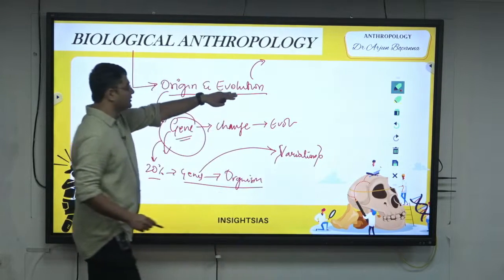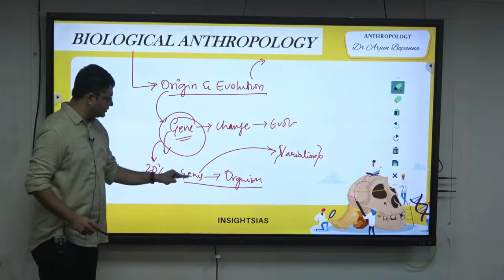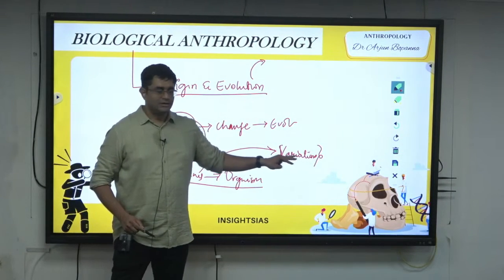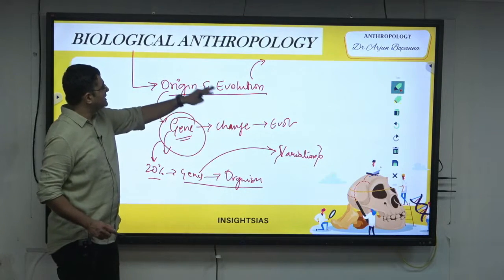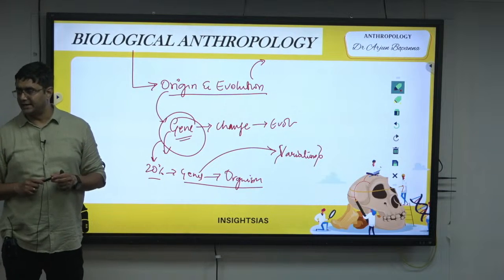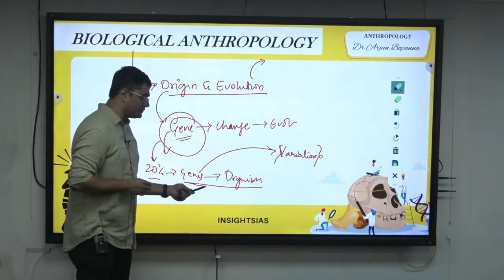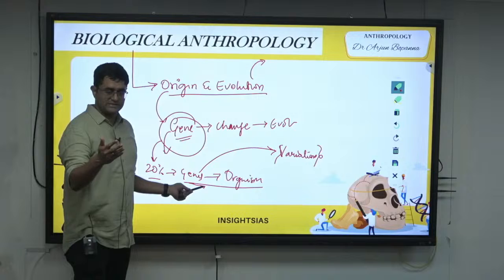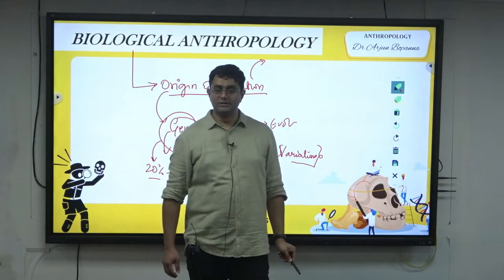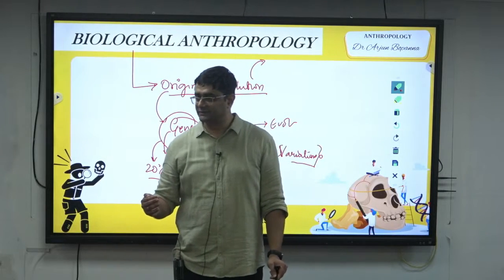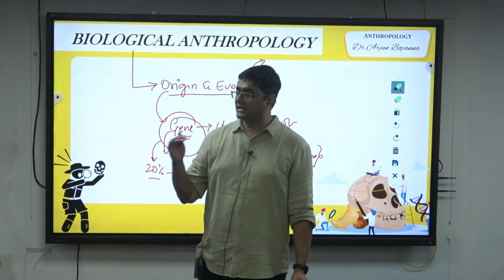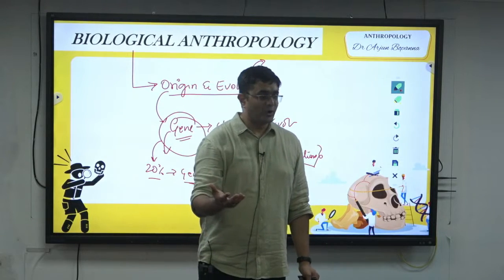So we study about human evolution, we study about human genes, and we study about human variation. Even though evolution is studied here, I have put it separately for better clarity. We study human genes, Mendel's law, principles, etc., and we use that to understand human variation: racial variations, variations in growth and development, variation in our ability to respond to diseases.